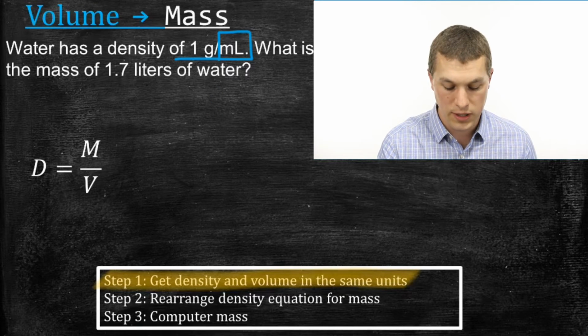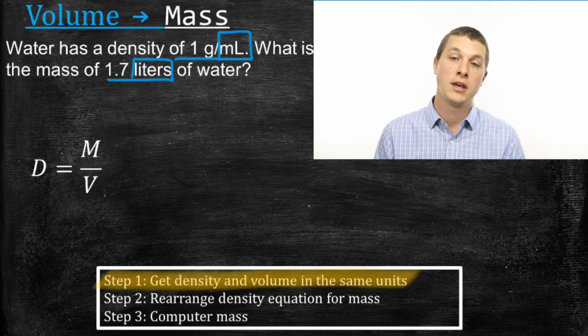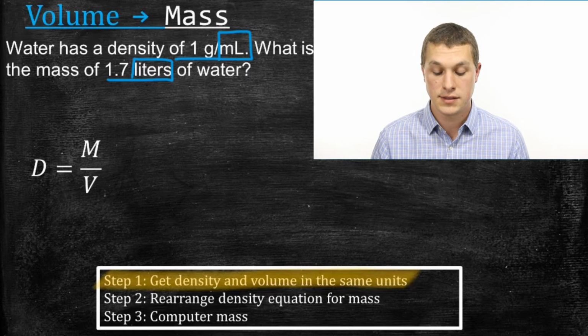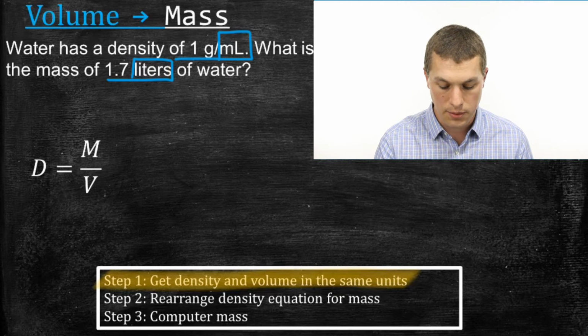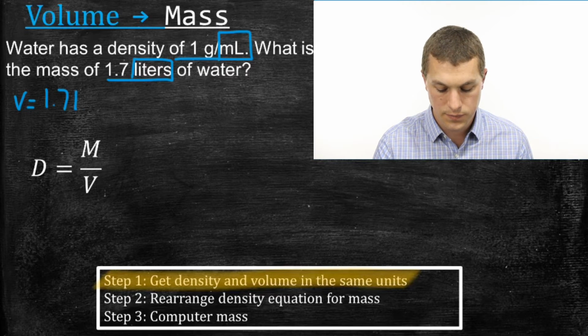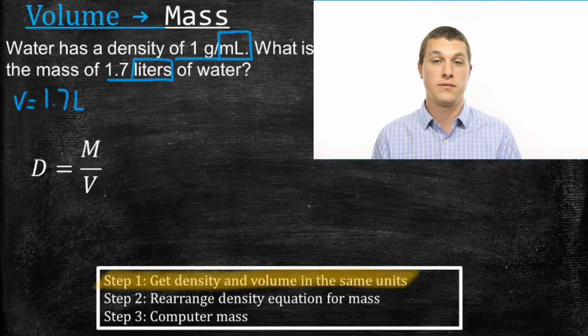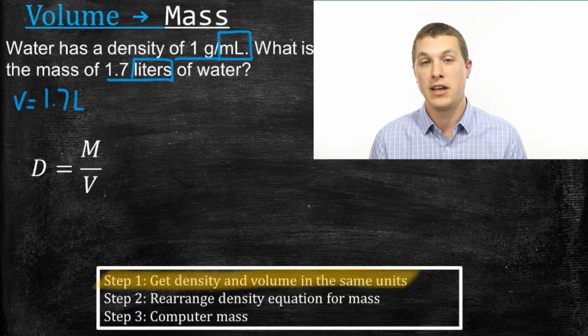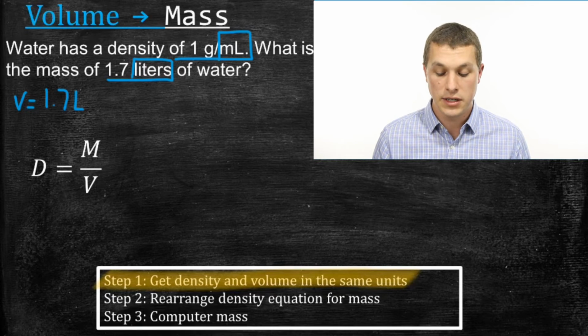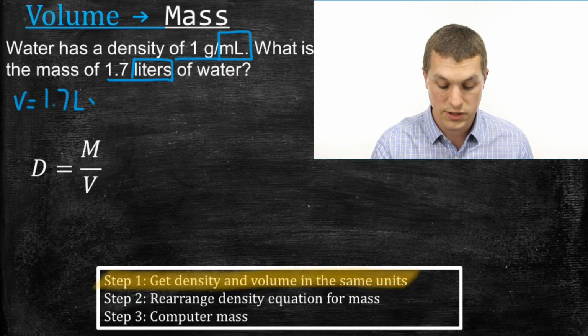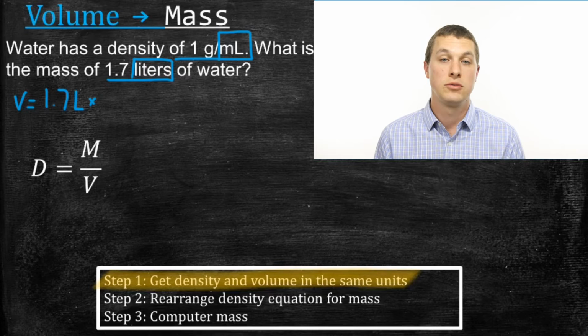Meanwhile, our volume we've been given is in liters. And that's a problem. We need the volume to have the same units that density has. So they both should be milliliters. So that's the first part of this problem. We can write down that our volume is 1.7 liters. And this is another conversion factor, like grams to kilograms, that you should always have in the back of your mind when doing chemistry problems. So to convert from liters to milliliters, turns out we just multiply by 1,000 because there's 1,000 milliliters in a liter.